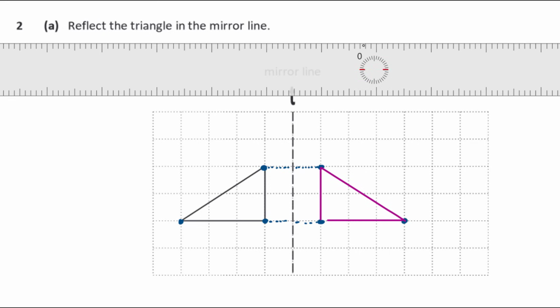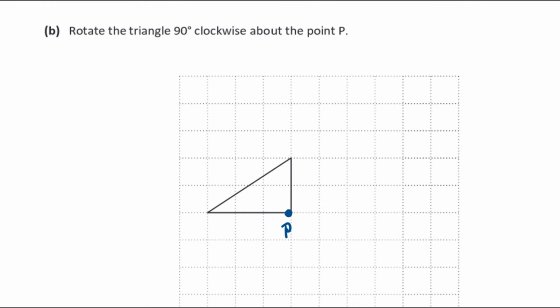Okay, just tidy that up a little bit, get rid of those. Okay, so there we go, that's my reflection. Oh, went a bit too far there, got rid of that point. Right, let's move on. Part B says rotate the triangle 90 degrees clockwise about the point P.